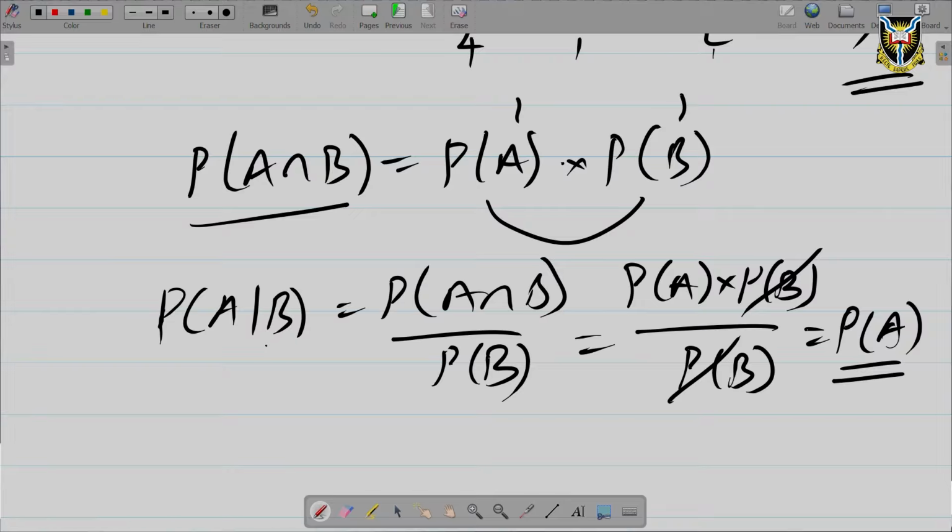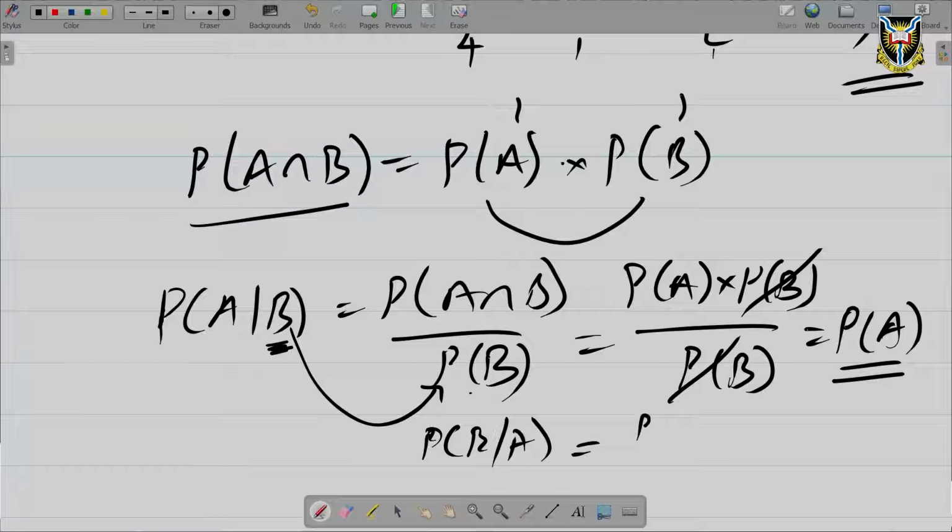Oftentimes I tell students, when we are looking at probability of A given B, the given event is what will inform what your denominator will look like. So under conditional probability, if my interest is to obtain probability of B given A, this will be probability of A intersection B divided by probability of A, because now I'm conditioning on A. This is very, very important in the context of independence of two events. Now, let's look at an example here.